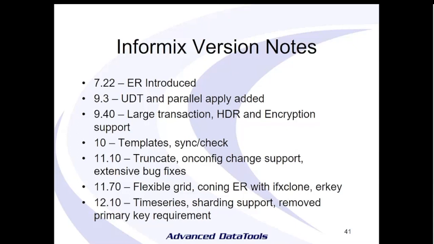In 12.1, they added time series support and sharding. They removed the primary key requirement, but you still need either an ER key or a unique index in place. So they continue to iterate on the system. They continue to make it faster. They've done a lot of performance enhancements under the covers. There's a lot that's been going on, so depending on where you're at in the Informix version cycle, this gives you some ideas for what you have available to you.